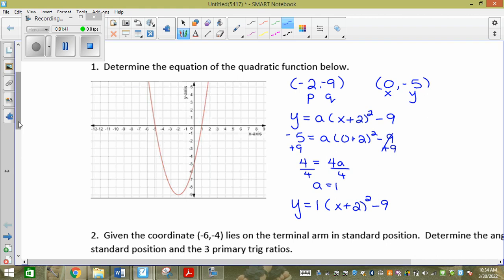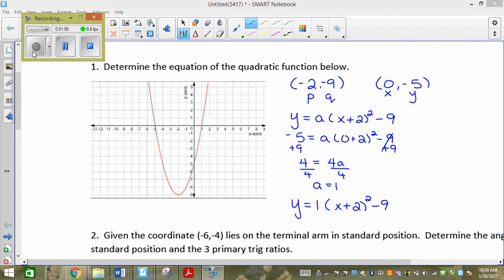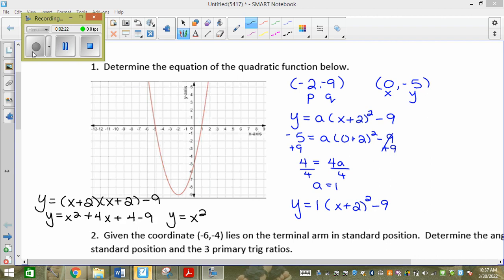Now, what if I ask for it in standard form? You're going to have to FOIL, expand. You're going to have to FOIL the x plus 2, you're going to write it out twice, and then minus 9. Go. So we're going to write it as y equals, do we need to write the 1? We could. We don't have to. So we're going to get (x plus 2) times (x plus 2) minus 9. Then we're going to get y equals x squared plus 2x plus 2x is plus 4x, times 2 is plus 4, minus 9. So we get y equals x squared plus 4x minus 5.